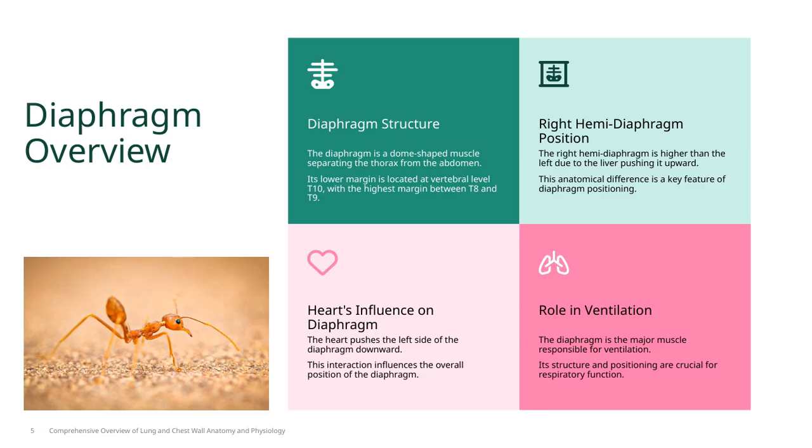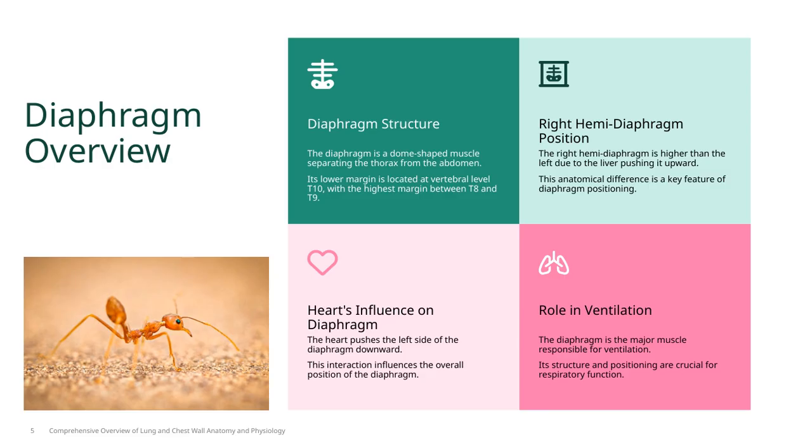Moving on to the role of the diaphragm in ventilation, it's actually the primary muscle responsible for breathing. Its structure and position are crucial because they enable it to contract effectively, creating the negative pressure needed to draw air into the lungs.